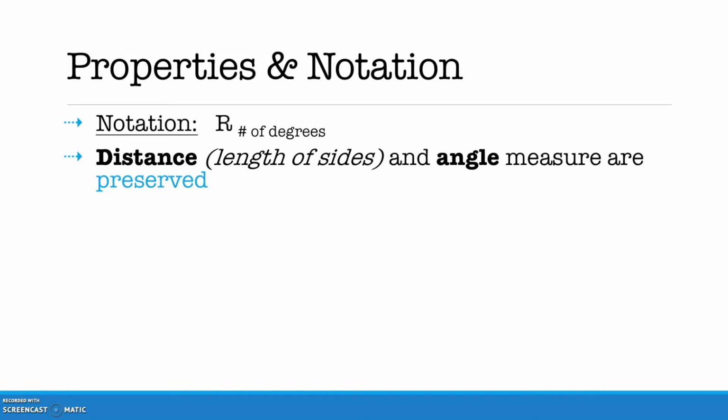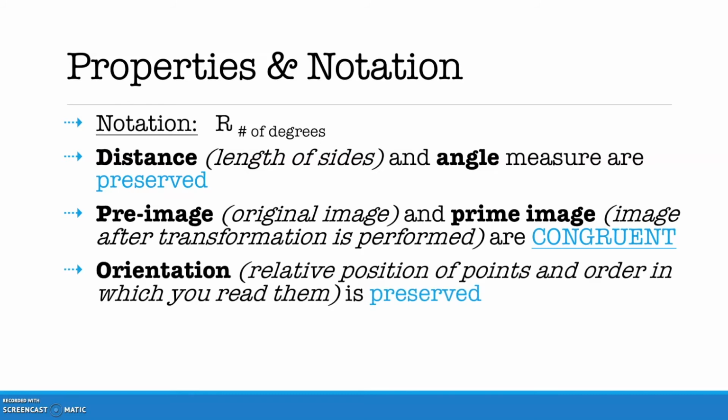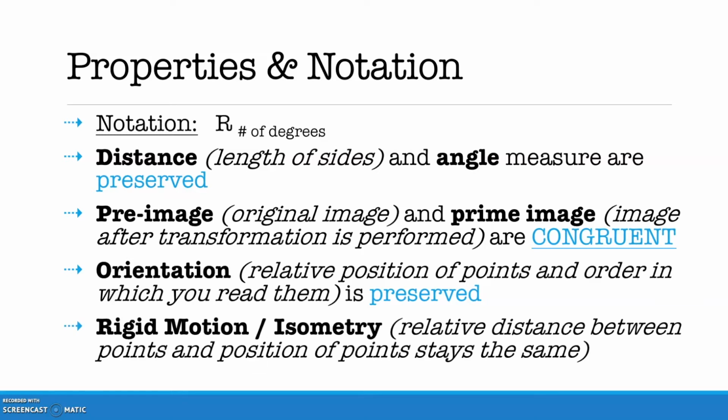Distance, which is the length of the sides, and angle measure are preserved after a rotation. Therefore, the pre-image and prime image are congruent. Orientation is also preserved, as the relative position of the points and the order in which you read them stay the same. Because the pre-image and prime image are congruent, a rotation is also known as a rigid motion or an isometry. Similarly, a translation, which was discussed in another video, is also a rigid motion, and reflections and glide reflections are considered rigid motions as well.